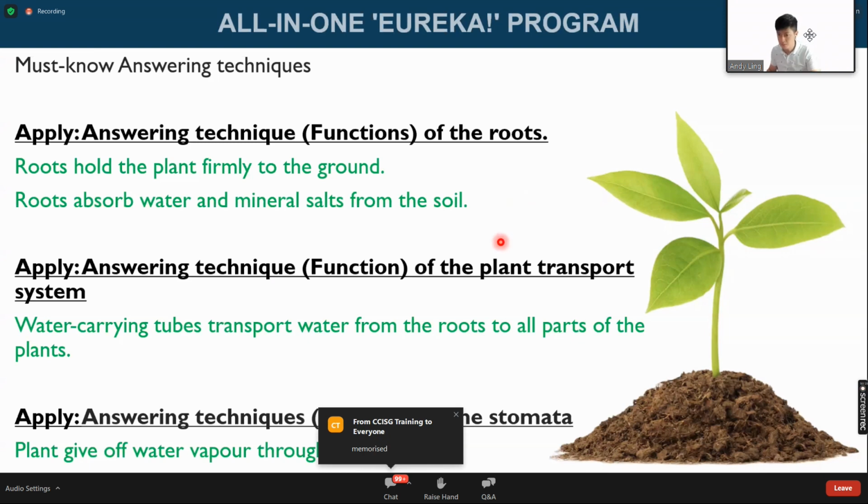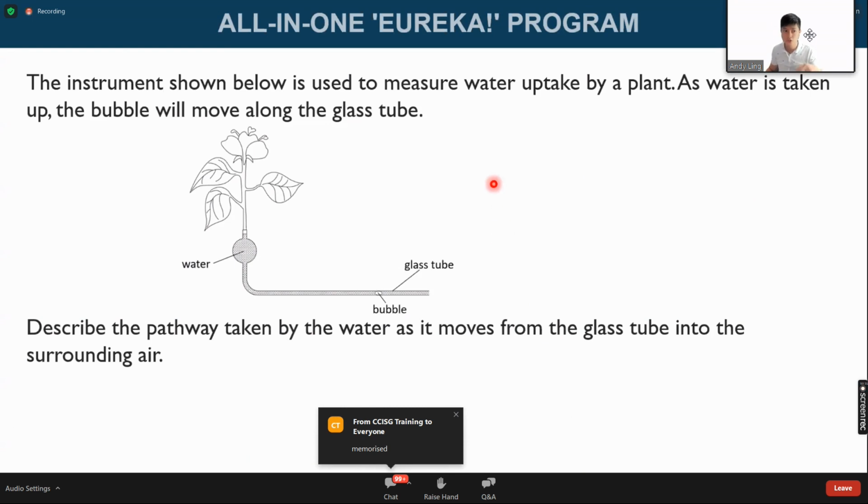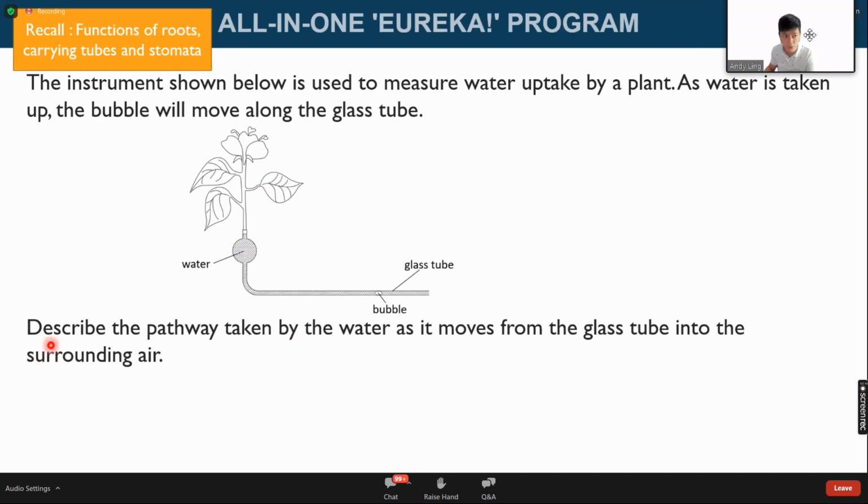Okay, so now it's time to show you how to answer them together. When it comes to such a question with 3 different parts, is there an easier way? No easier way. The only way is you break up into smaller parts. It's like a big project, you break up into smaller portions. So let us talk about the first part, describe the pathway.